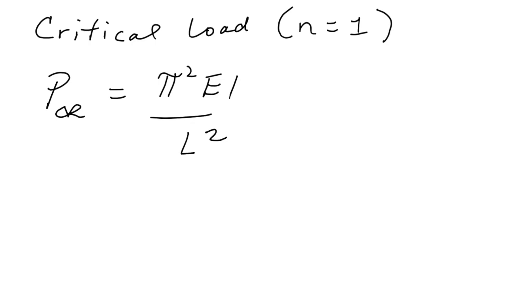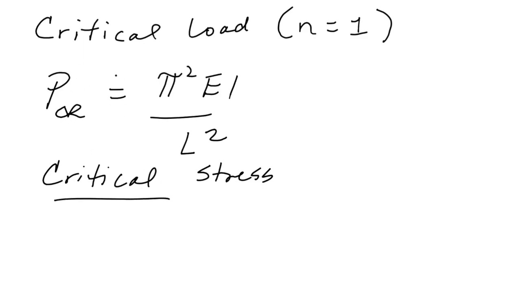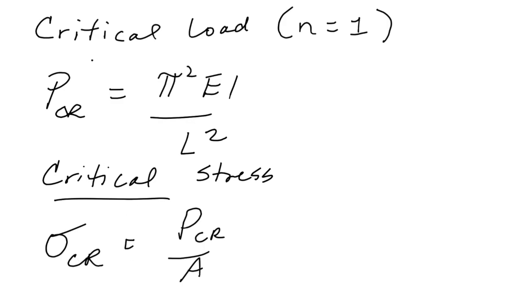And since this is just a simple column, if we want to understand the critical stress, right? This is just a one-dimensional uniaxial member. So the critical stress is nothing more than P critical over the cross-sectional area of the column. So very simple. Okay, so let's do one problem to kind of cement these ideas.